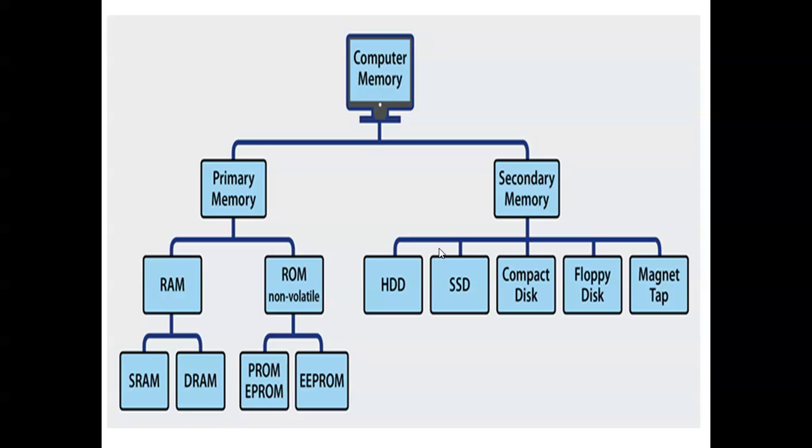Primary memory again has two parts: random access memory, which is volatile, and read-only memory, which is non-volatile. Random access memory is SRAM and DRAM, and ROM is PROM and EPROM. Secondary memory is hard disk, SSD, compact disk, floppy disk, magnetic tape, like that. We already discussed primary memory and cache memory and other things. Now we are going to discuss random access memory.